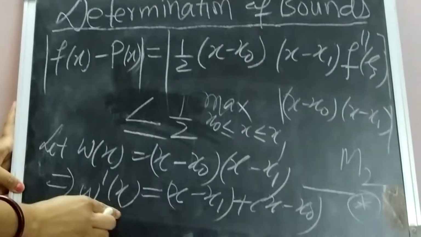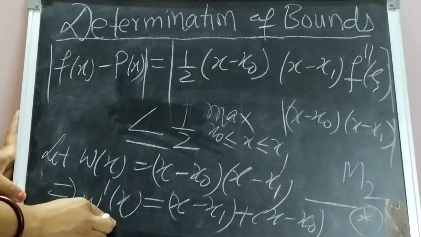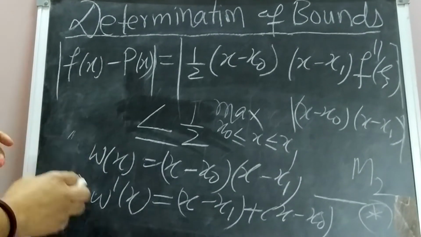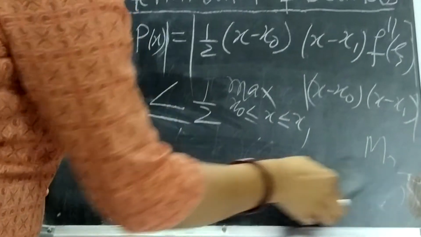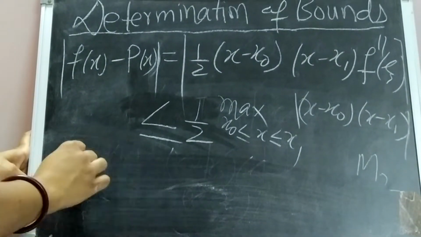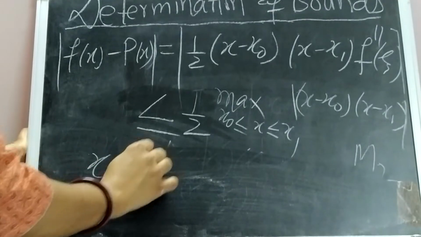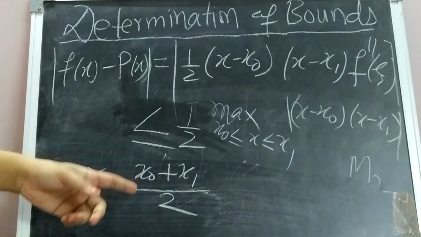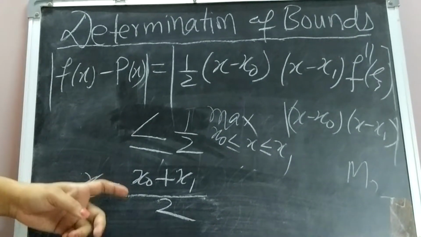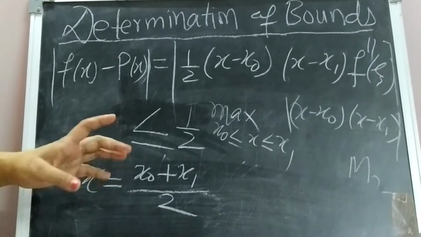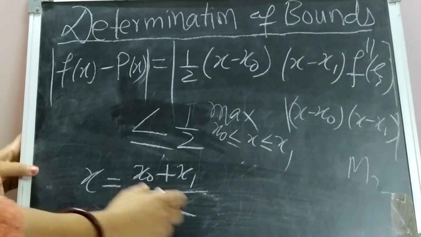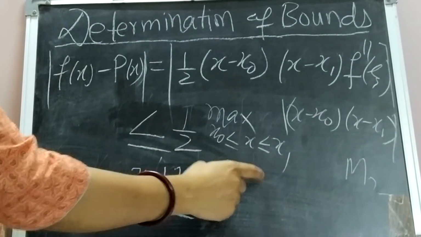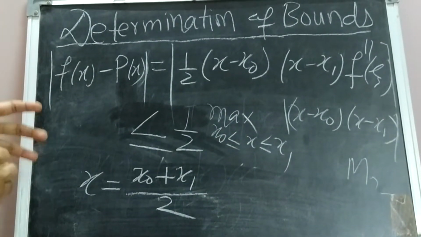Now setting this w dash x to 0, we can find out the critical point of wx, and simplifying, finally we will get the critical point as x is equal to x0 plus x1 by 2. We get x0 plus x1 by 2 by setting w dash x equal to 0. Therefore, our aim is to find out the maximum value of this, so that we can get the amount of maximum error in the interpolating function.